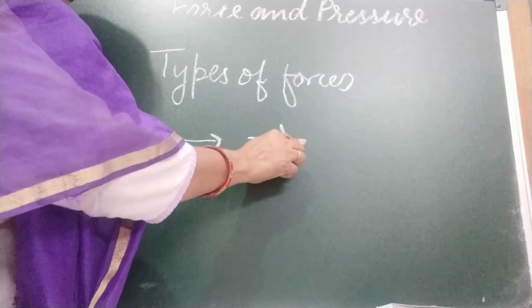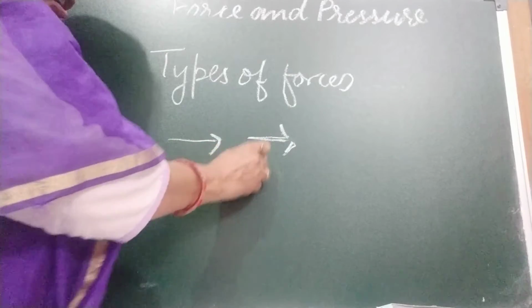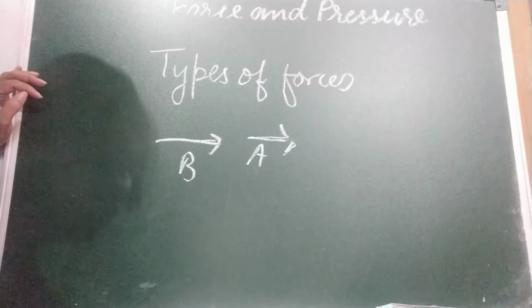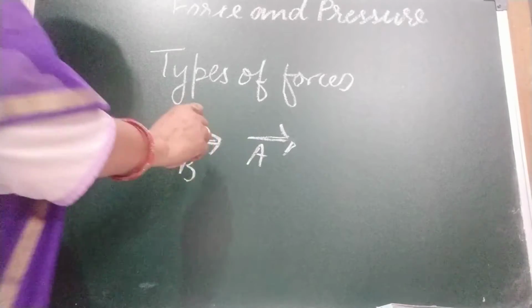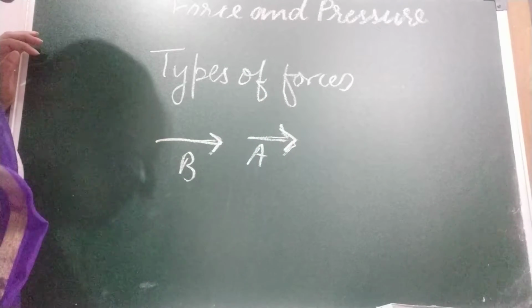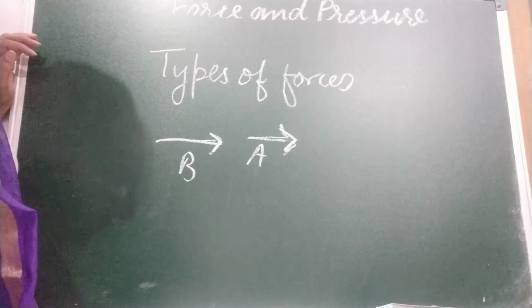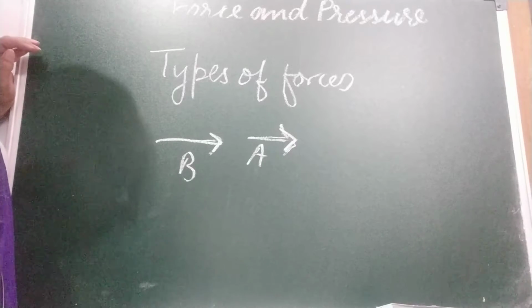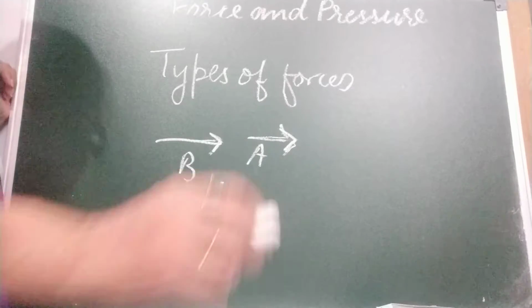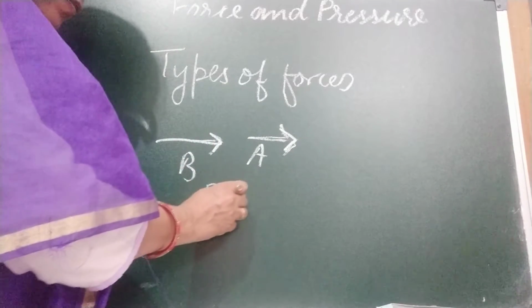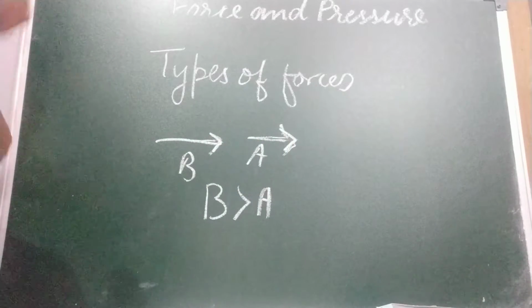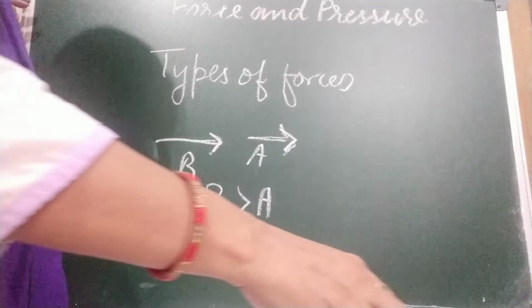Now, whose magnitude is high, A or B? B, because the length of the arrow of B is more. And the head tells the direction in which it is moving. The direction of the arrow shows the direction of the force. So here A and B forces are there. Which one is bigger? B is bigger than A, because B's magnitude is more than A.